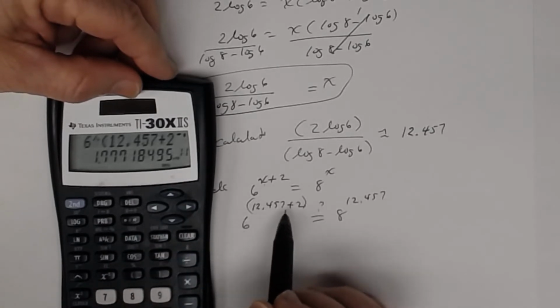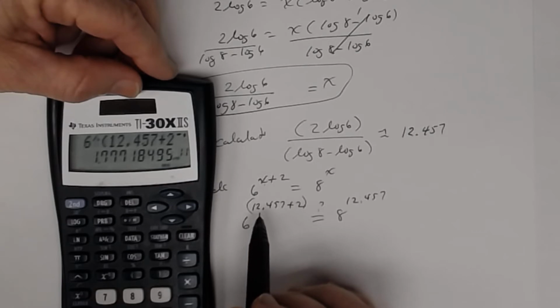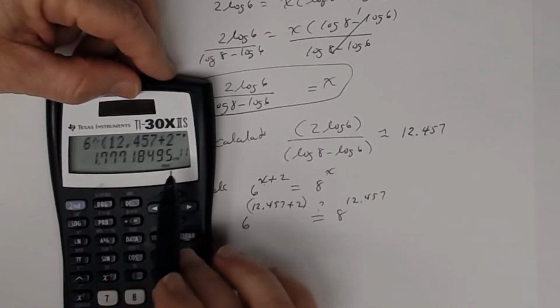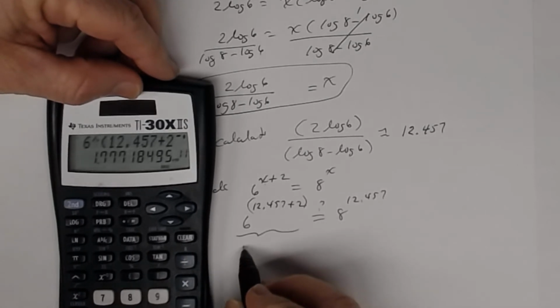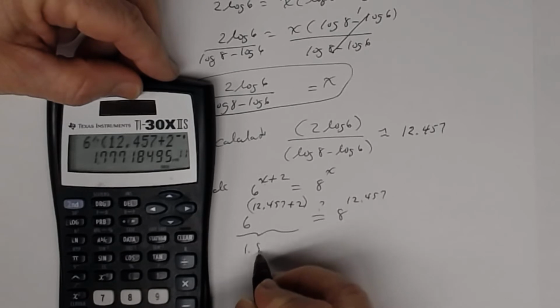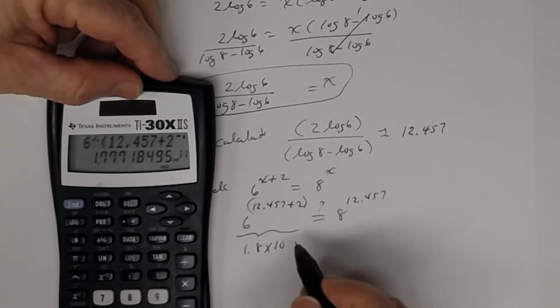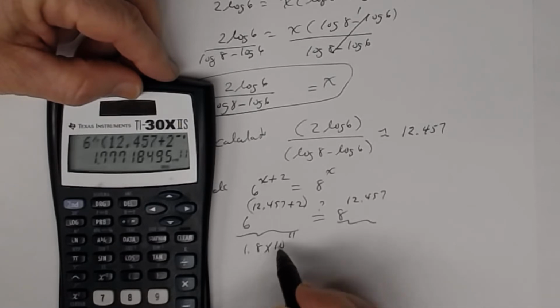6 raised to the 12 plus 2 is 14, so it's approximately equal to 14, that numerator. So 6 raised to the 14th power is a very big number, so your calculator has to put this in scientific notation. So let's go ahead and do that. This is going to be about 1.8 times 10 to the 11th power. Okay? Over here, hopefully this is about this as well.